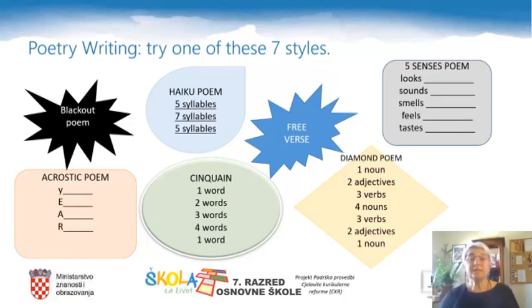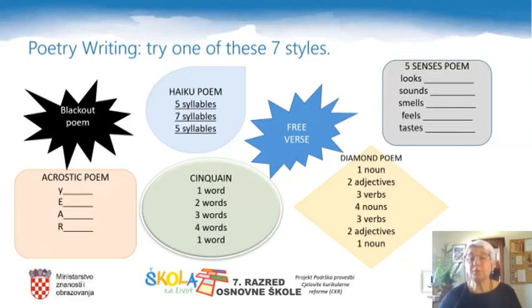Or maybe the cinquain. It's a short form again. In the first line, you write only one word, and that word is the subject. That is what you're writing about. In the second line, you write 2 words, usually 2 adjectives. In the third line, you write 3 words, usually giving more information about what you are writing about. Then 4 words. You show how you feel, for example. And then in the last line, you write a synonym or a similar word, and you round up your poem.